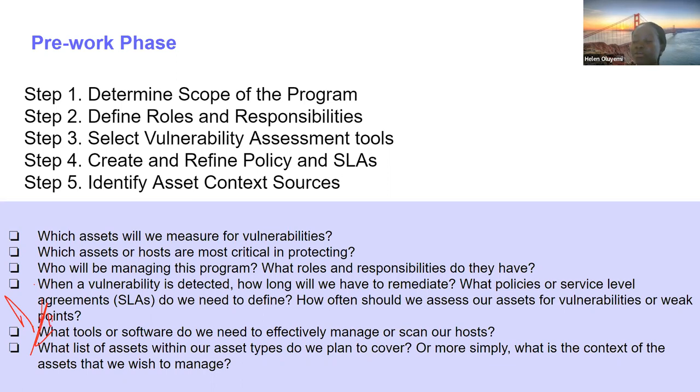Another client will say, for one application, you can only fix critical and high. We can still do with medium and low. So you have to understand the policies that guide each asset or service. And from your roles and responsibility, you understand that this particular application is critical, and that means there must not be any vulnerability. Even the low ones, we have to fix. So you need to understand the policy and SLAs around your assets, your servers, and the likes. And then you now identify the asset context sources.